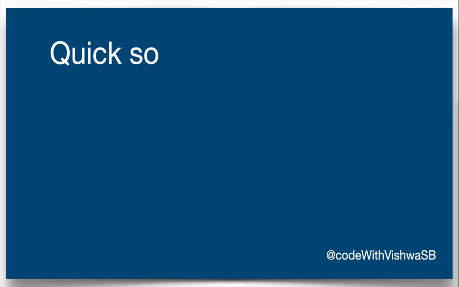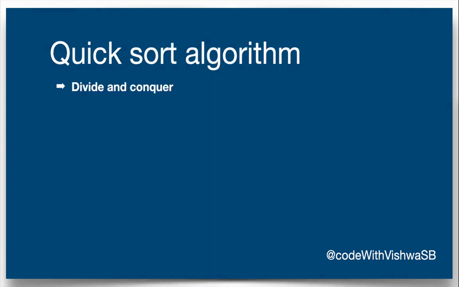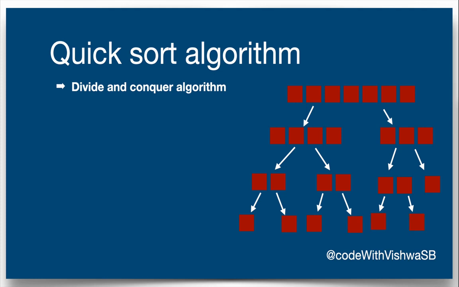Today we will dive into the fascinating world of quicksort. Quicksort follows the divide and conquer algorithm. That means it divides the given problem into subproblems until the subproblems get a solution directly. This technique is divided into three parts: divide, conquer and combine.